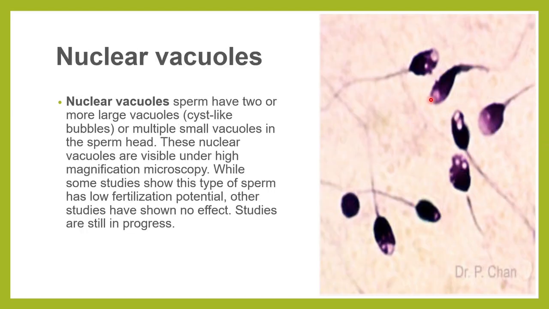And these are the nuclear vacuoles. Here I have shown you a few of the vacuoles, and these sperms have two or more large vacuoles. Vacuoles are nothing but fluid filled cyst-like structures. These nuclear vacuoles are visible under high magnification microscopy. While some studies show that these types of sperms have a low fertilization potential, others say that it may not be affecting that much. Studies are still going on, but these are the vacuoles which you can see in the nuclear area.